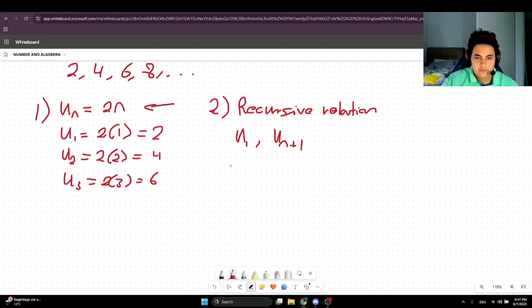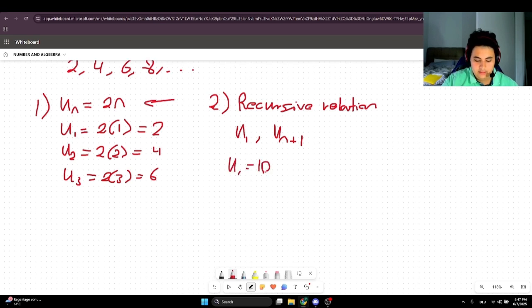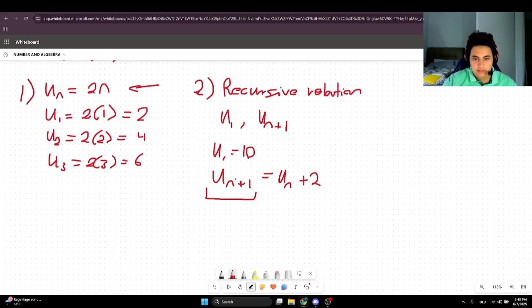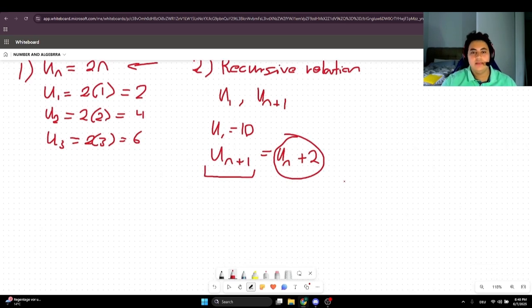So let's explain it by an example. Let's say that u1 is equal to 10, and then un plus 1 is equal to un plus 2. Okay, so what does this mean? The recursive relation basically, this un plus 1 is describing the term after the one that you already have. So if I have u1, then un plus 1 is equal to u2, right? So to get to the term afterwards, you need to do this. The recursive relation is just describing what is happening to the first term that I'm looking at and how we got to the second one.